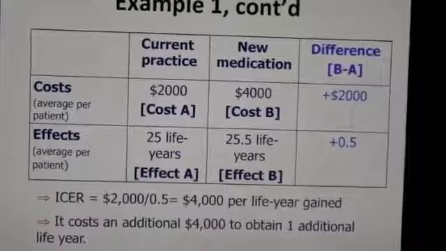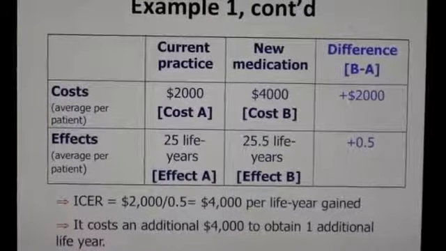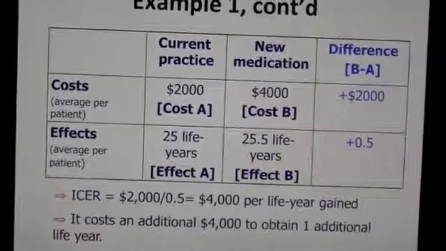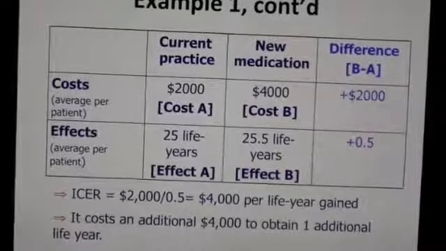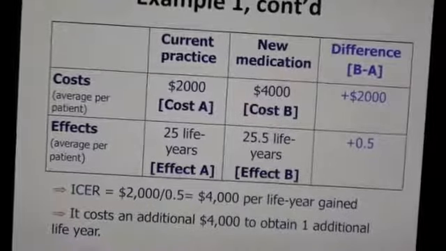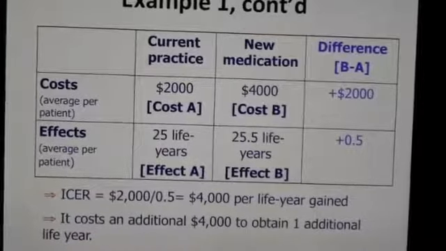Once we have the costs of B versus A, what we can do is calculate the ICER. And it is very simple. We take the difference in costs in the numerator divided by the difference in effects in the denominator. We calculate the ICER. In this case, it's $4,000 per additional life year gained.